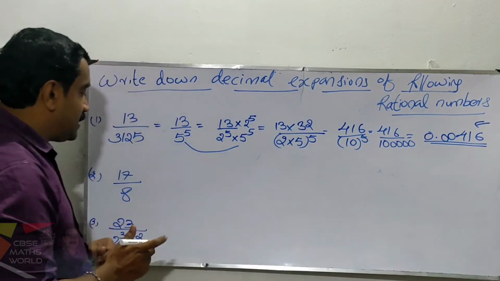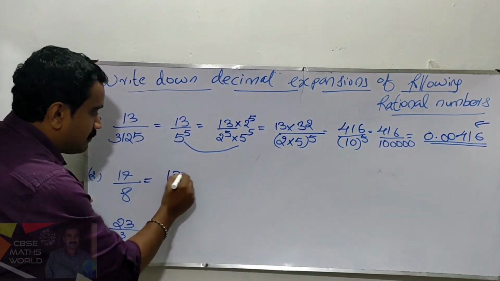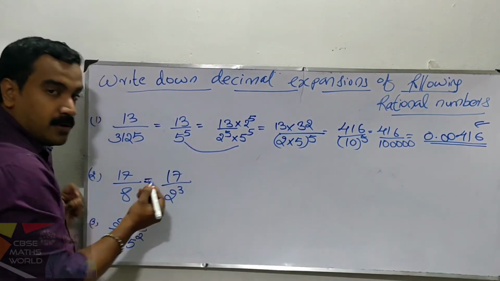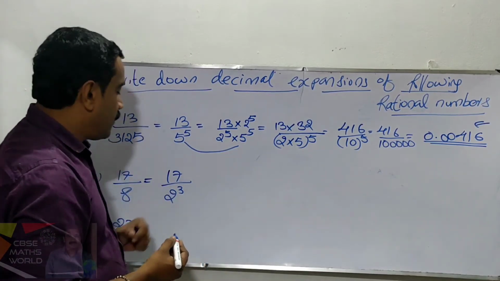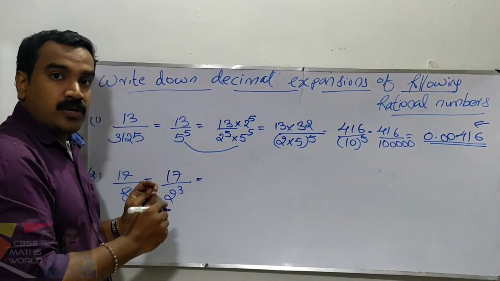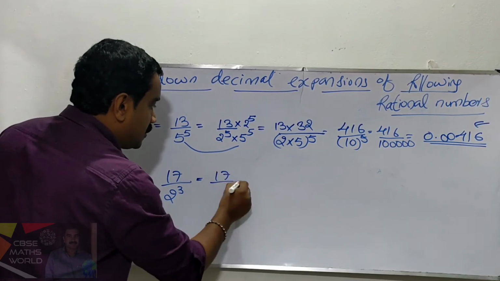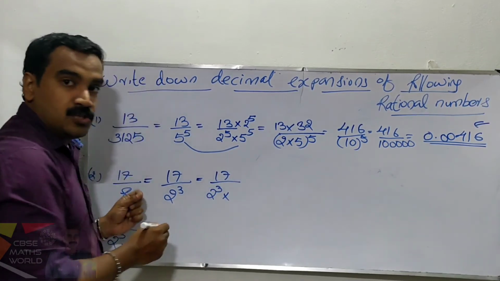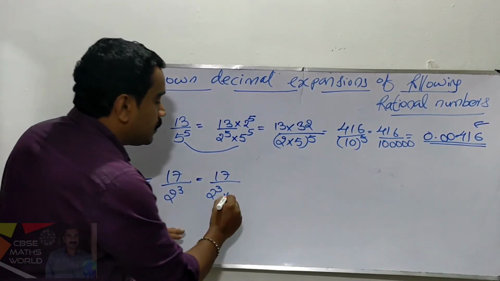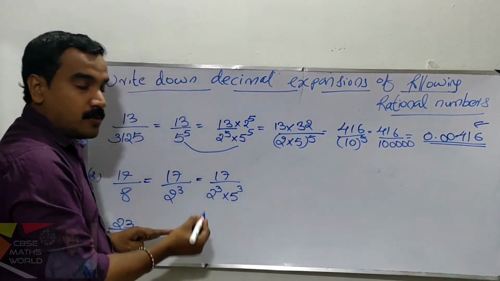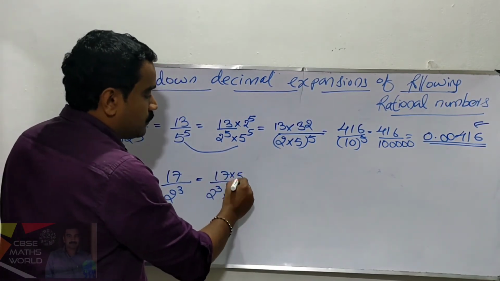Look at the next question, 17 by 8. So the answer is 17 by, what is 8? 8 is 2 cube. We want to make the denominator a power of 10. So what is needed here? 2 into 5 is 10. So 17 by 2 cube into what? 2 cube into what is 10 cube? 2 cube into 5 cube is 10 cube. So multiply the numerator also with 5 cube.